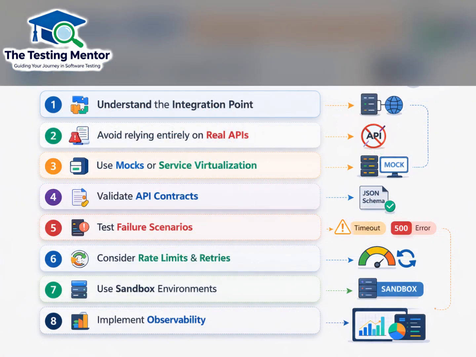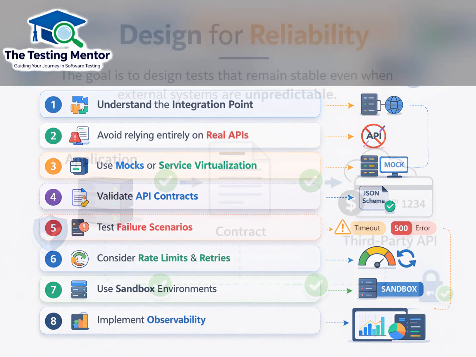When third party integrations fail, debugging becomes difficult. So, observability is essential. Best practices include logging API requests and responses, tracking response times, monitoring error rates, alerting on failures. This helps quickly identify whether the issue is in your system or the external service.